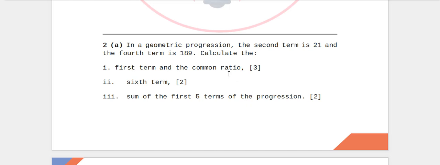Before you start answering, I personally start by collecting the data. The data is the information that we are given. So the second term is 21 and the fourth term is 189. These are the information that we already have, and the things that we are looking for are the first term and the common ratio. So let's look for the first term and the common ratio.